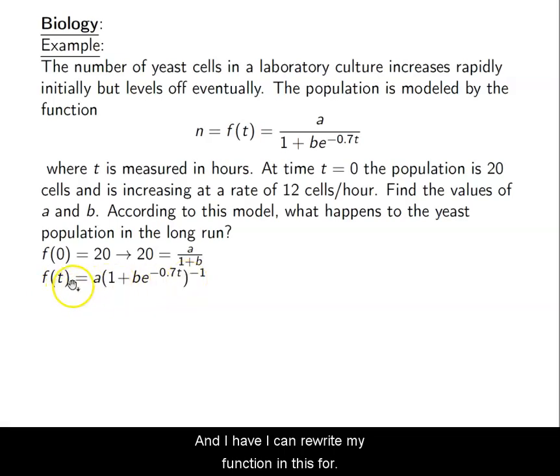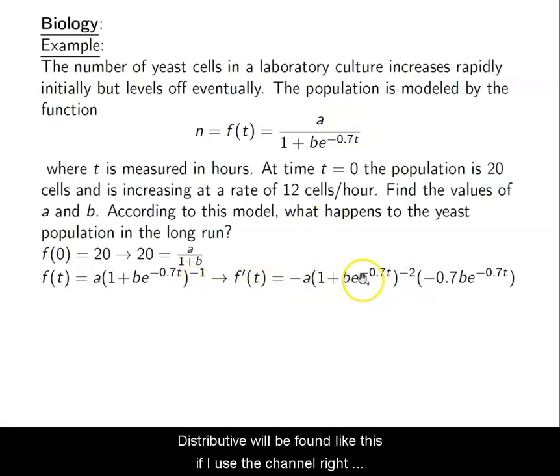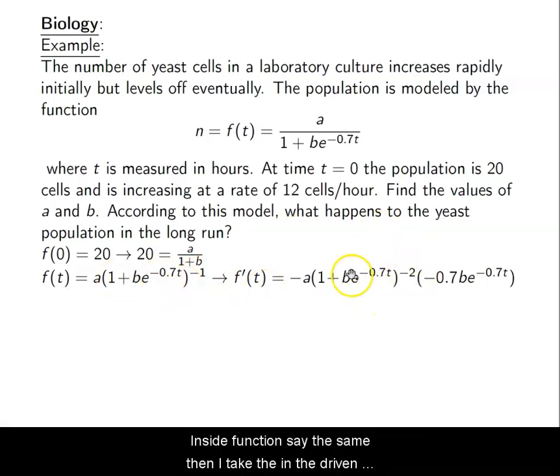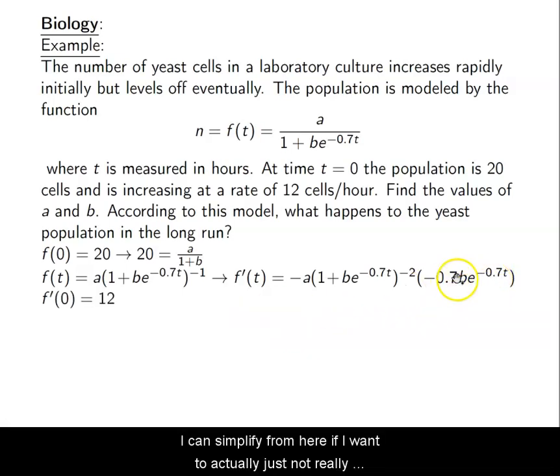And I can rewrite my function in this form, okay, so that I can just use the chain rule, or I can keep it like it is here and use the quotient rule. It's kind of up to you at this point. But its derivative will be found like this if I use the chain rule, right? So this negative 1 comes to the outside, I get a negative a. The negative 1 reduces down to negative 2. The inside function stays the same. Then I take the derivative of the inside function, so I get the negative 0.7 b e to the negative 0.7t. Okay, I can simplify from here if I want to. Actually, there's not really much to simplify, so I kind of leave it alone.